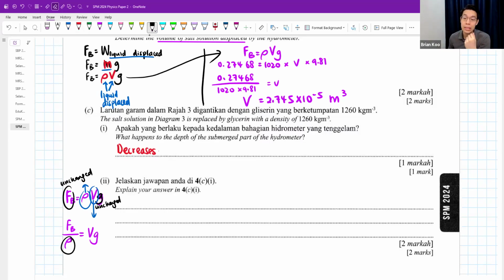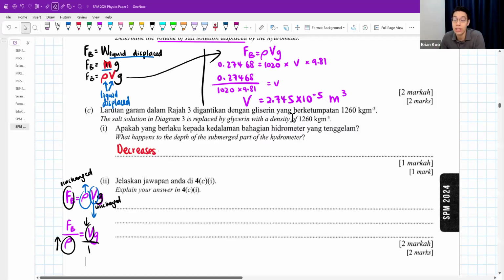Density is at the bottom. Density increases, volume displaced will decrease. One top, one bottom like this means increase, decrease. Buoyant force FB never changes, G also never changes.